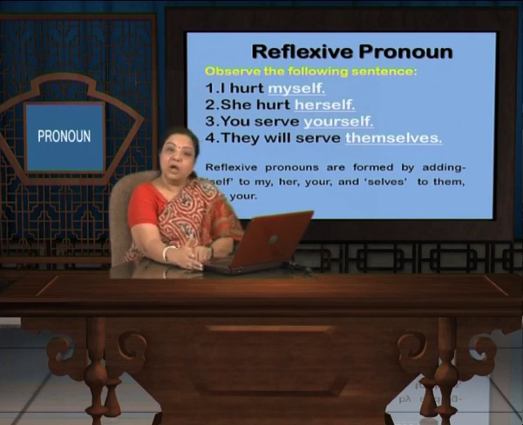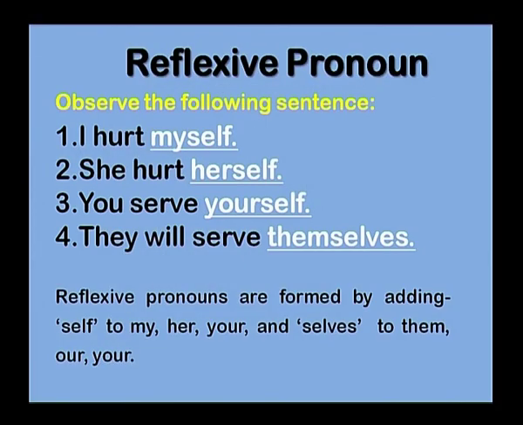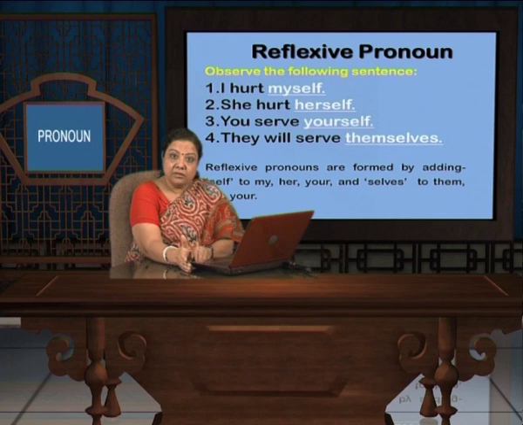The other kind of pronoun is reflexive pronoun. Observe the following sentences here. I hurt myself. Now, myself comes back to I. She hurt herself. You serve yourself, they will serve themselves. So, these reflexive pronouns are formed by adding self to my, her, your, and selves if it is plural, to them, our, your: yourselves, themselves, ourselves. So, you add selves to the plural pronoun.